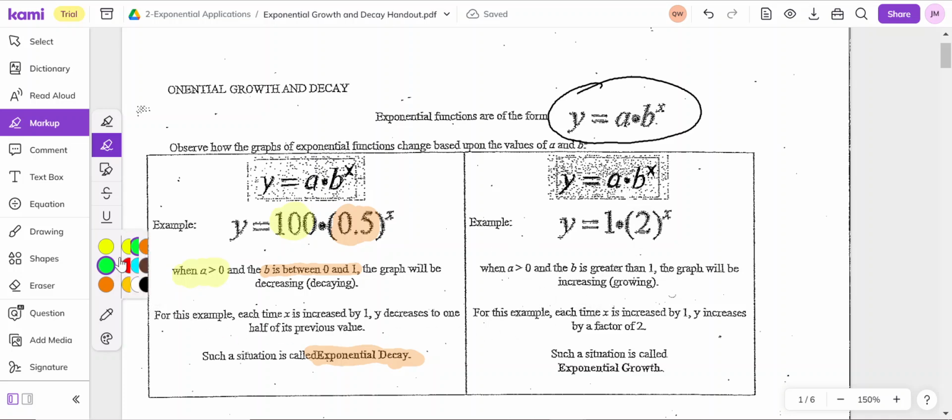For growth, it is the same thing. The a only has to be greater than 0, same requirement. But the b value is going to be greater than 1. So when b is greater than 1, we're going to call that exponential growth.